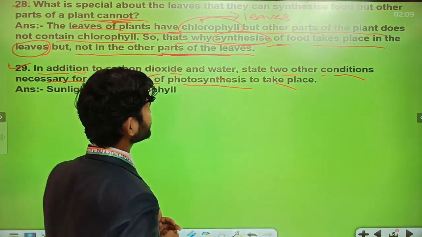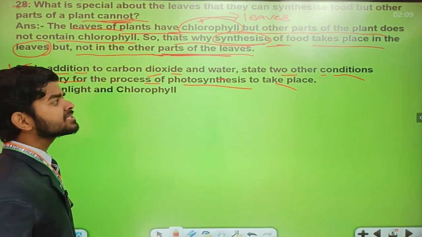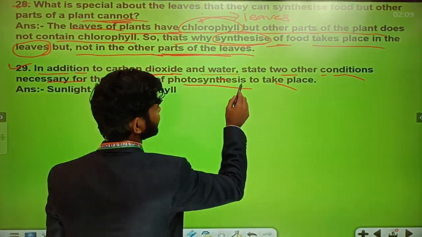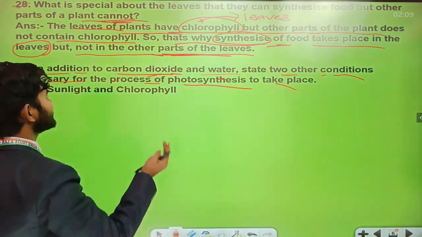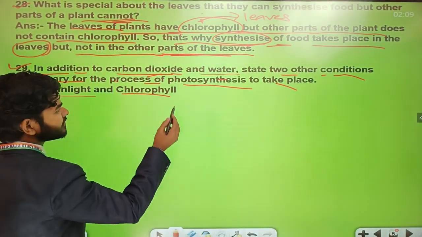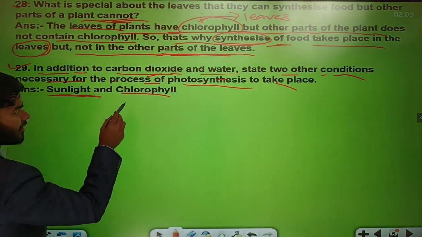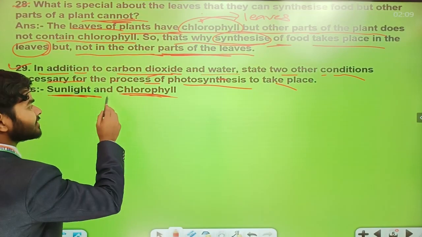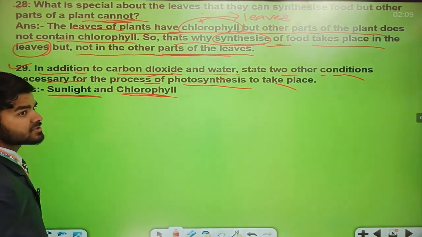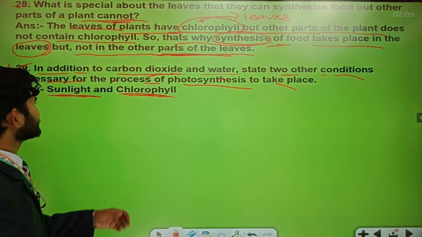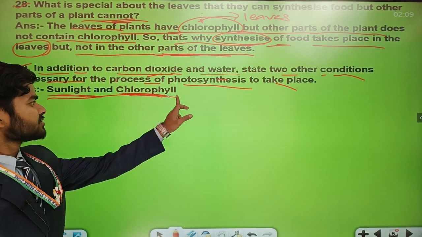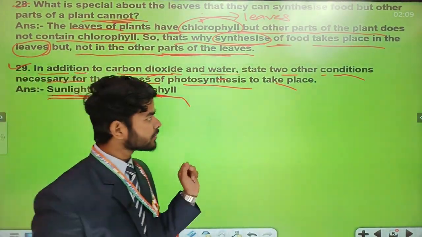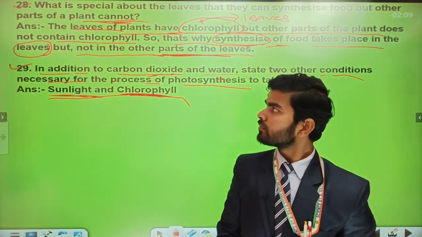But two conditions are already mentioned in the question. The first one is carbon dioxide, the second one is water, and the other two are being asked, that is sunlight and chlorophyll, because these are the two more conditions which are necessary for photosynthesis, and these two are left in this particular question. Obviously, yes. So that's why this is your correct answer. If you want, you can write it. I hope you have written these questions in your notebook, on your fair copy.